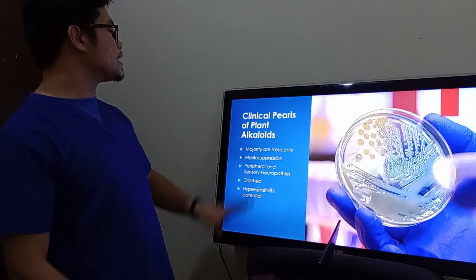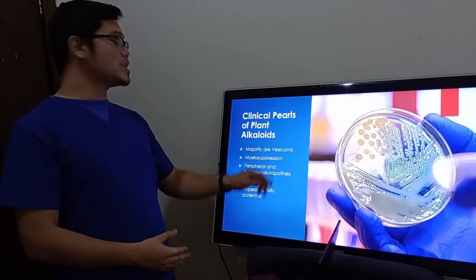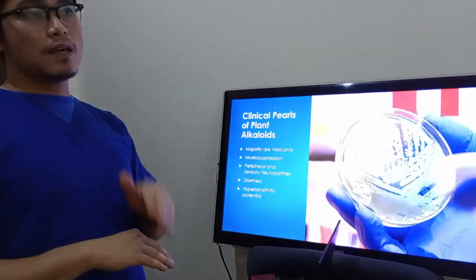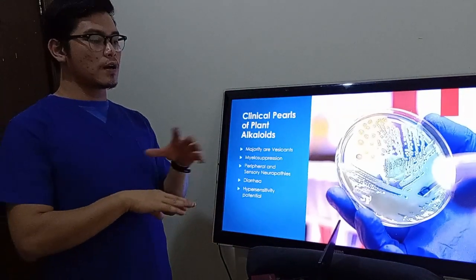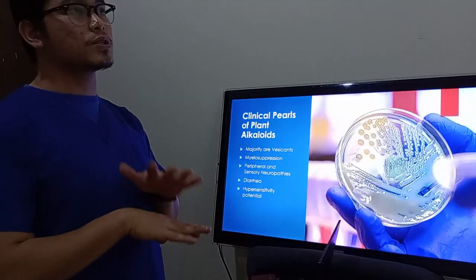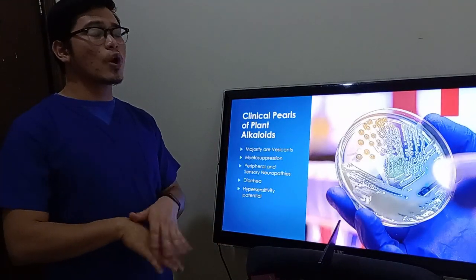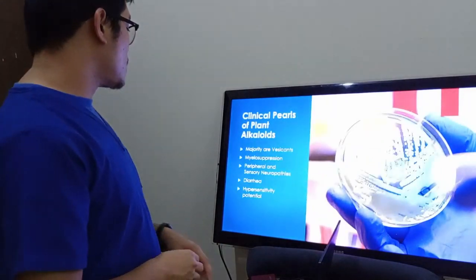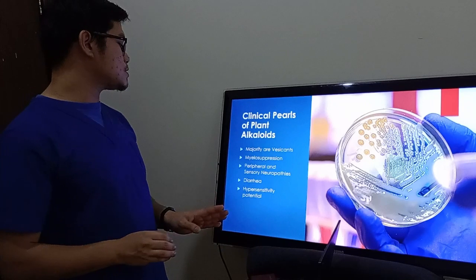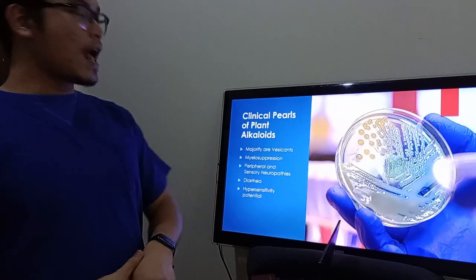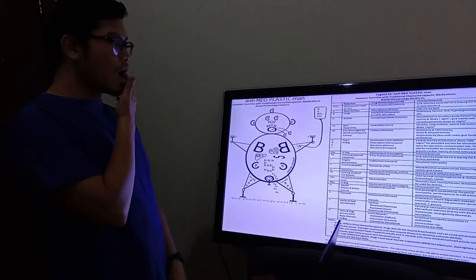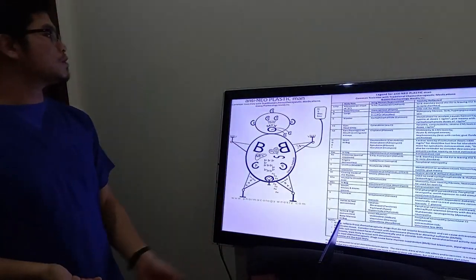So for the clinical pearl of plant alkaloids, the majority are vesicants. If we say vesicant, it is very dangerous if given improperly. It can cause damage to the surrounding area, cause necrosis, and can even cause amputation of some part of the body. So it causes myelosuppression, peripheral and sensory neuropathies, diarrhea, and hypersensitivity potential.